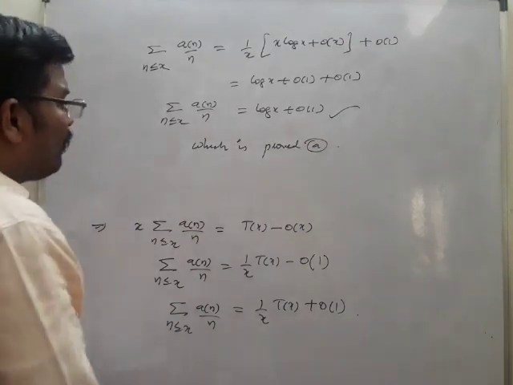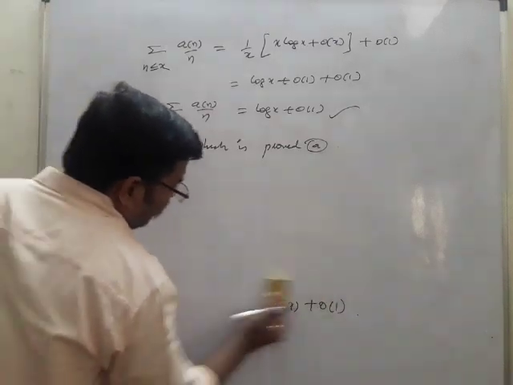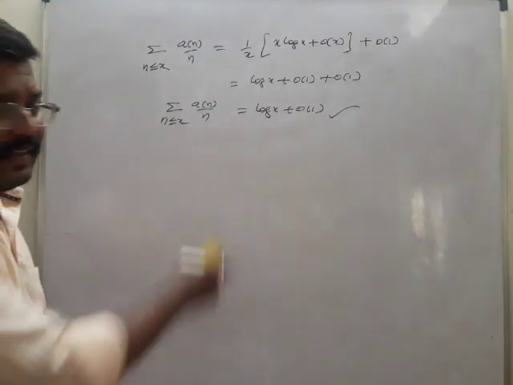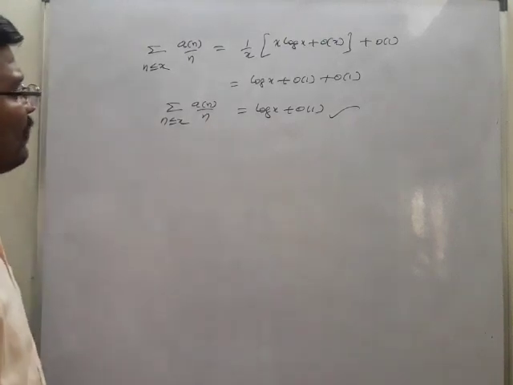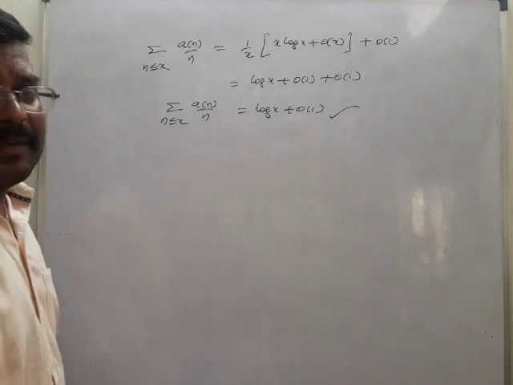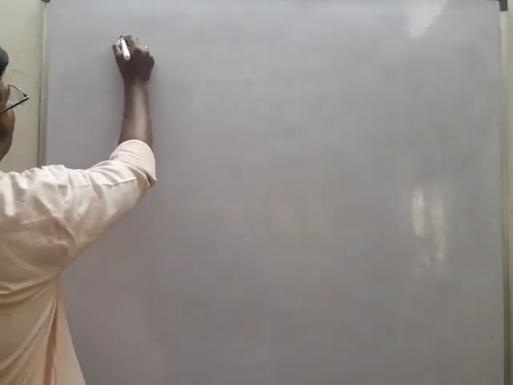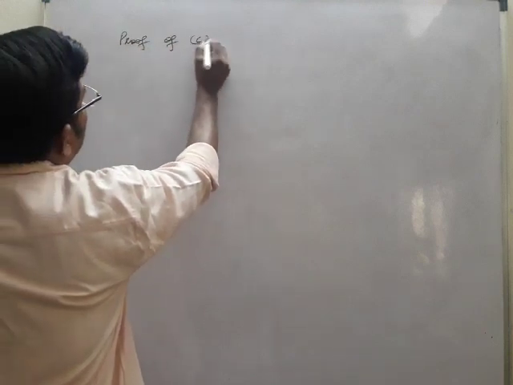Now we are going to prove the c one. The c bit we will try to prove. C is in the form of like this. This is the inequality we got: summation n less than or equal to x, a of n by n, equals log x plus big O of 1. Now we will try to prove the c, which proves a. A is finished. So proof of c, the last bit.